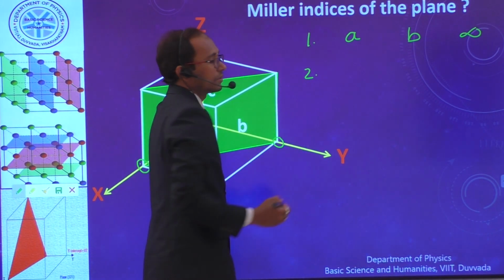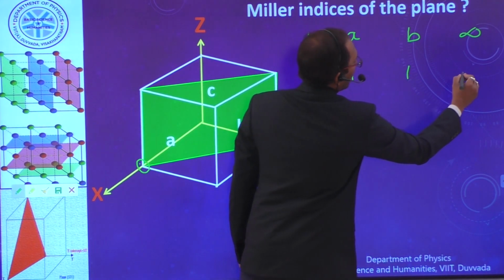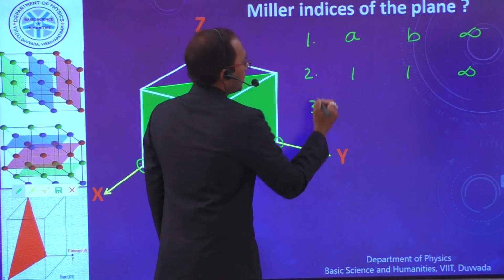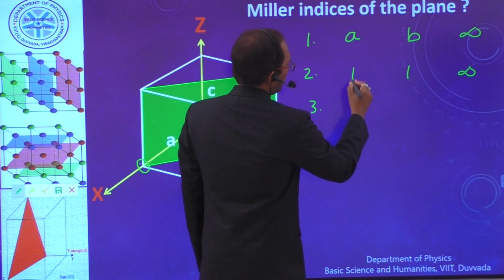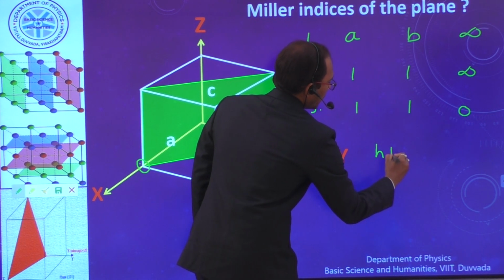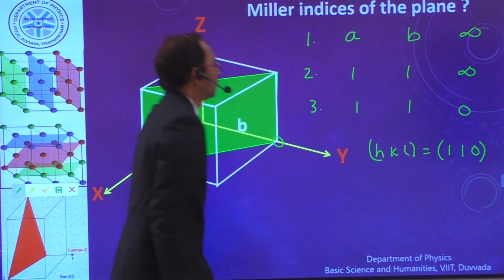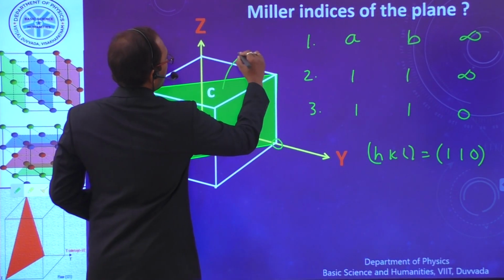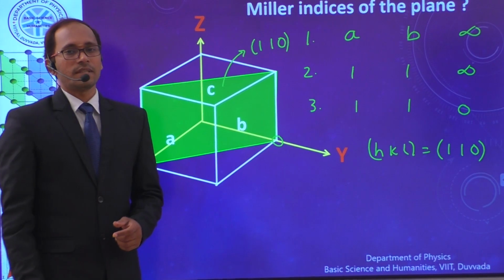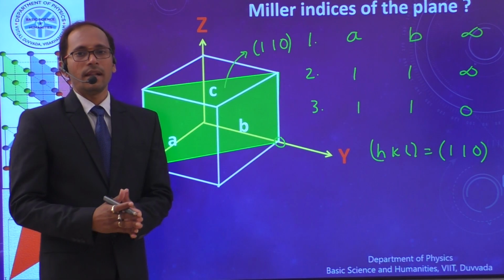Now step 2 is what? We have to divide by the lattice parameters. a by a is 1, b by b is 1, and infinity by c is infinity. Step 3, we have to take reciprocals. 1 by 1 is 1, 1 by 1 is 1, 1 by infinity is 0. Therefore the Miller indices of this plane are 1, 1, 0. We call this a 1, 1, 0 plane. That means this plane is only parallel to the z-axis.